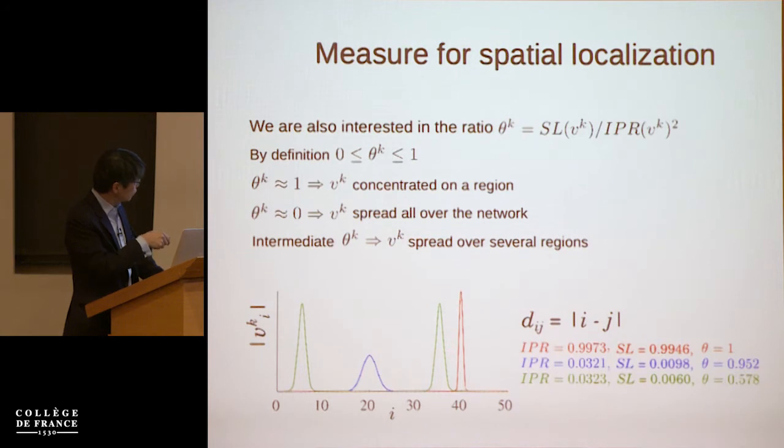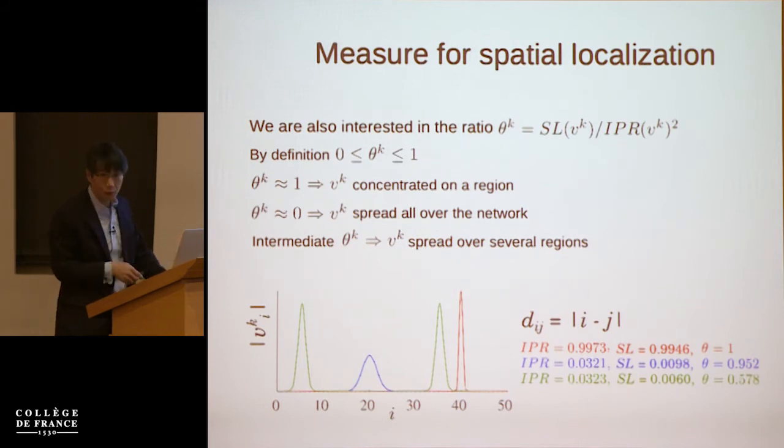Another example is the blue example. It's a bit less localized, but the nodes are together in space. So IPR is now much smaller than 1. SL is also small, but theta is actually close to 1 because the nodes are together. In contrast, in the green case, IPR is about the same as the blue, but they are split in space. So in this case, SL is really, really small, and theta is small.